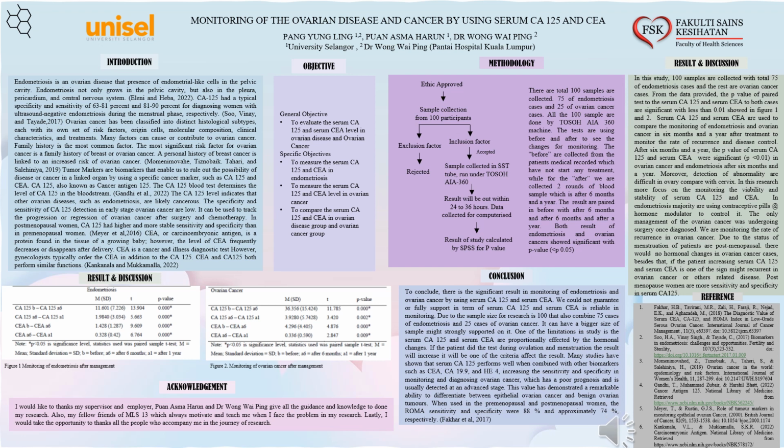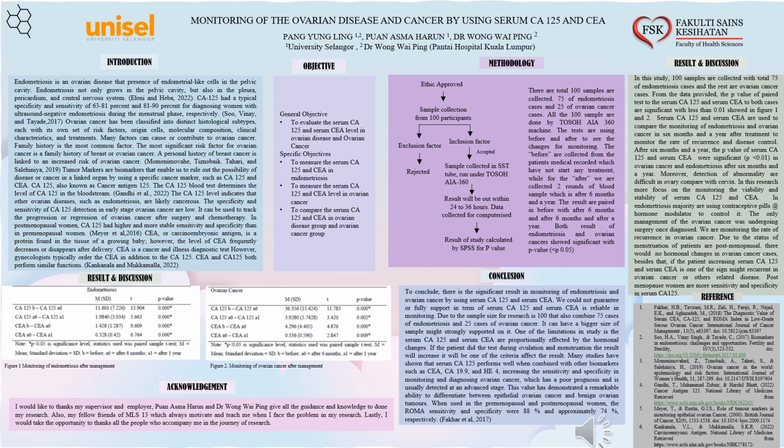So going to our objective. The general objective is to evaluate the serum CA125 and serum CEA levels in ovarian disease and ovarian cancer. The specific objectives are to measure the serum CA125 and CEA in endometriosis, to measure the serum CA125 and CEA levels in ovarian cancer, and also to compare the serum CA125 and CEA in the ovarian disease group and the ovarian cancer group.